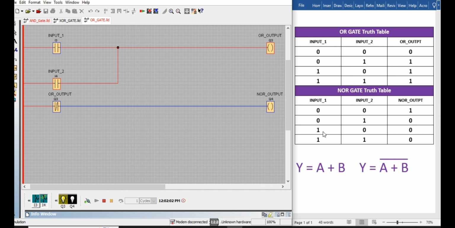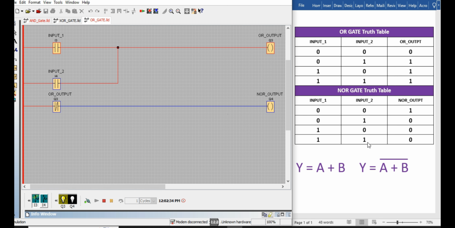Go to the next entry. Input 1 is high and input 2 is 0. In this case again the output should be low. You may see the output is low. Q4 is 0.